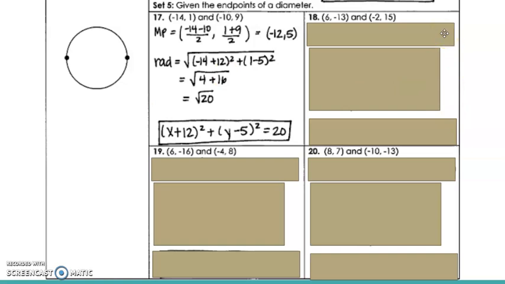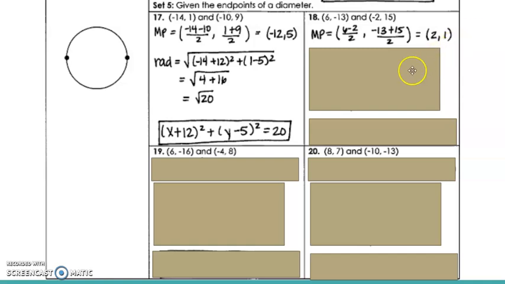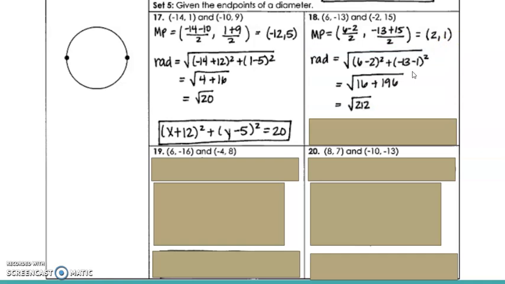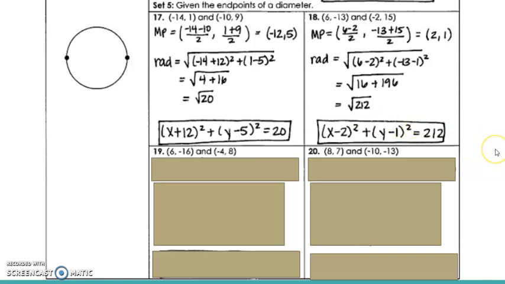18, again, we were given 2 endpoints, so we need to start by finding our midpoint. When I do that, I find that my midpoint, or the center of the circle, is 2, 1. And then I'm going to use that in one of my points to find the distance so I know what my radius is. Again, you can use either point, it won't matter. You should still get the same radius, and you should still get the final equation of the circle.